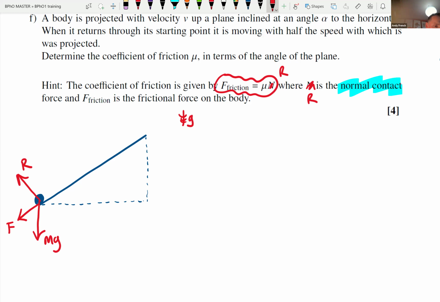So that's a normal to the surface. We can draw a right angle there. And it's going to make sense, if we're talking about forces, to have a reference frame. So we're going to have a frame of reference, and it makes sense to have X going up the slope and Y being perpendicular to the slope.